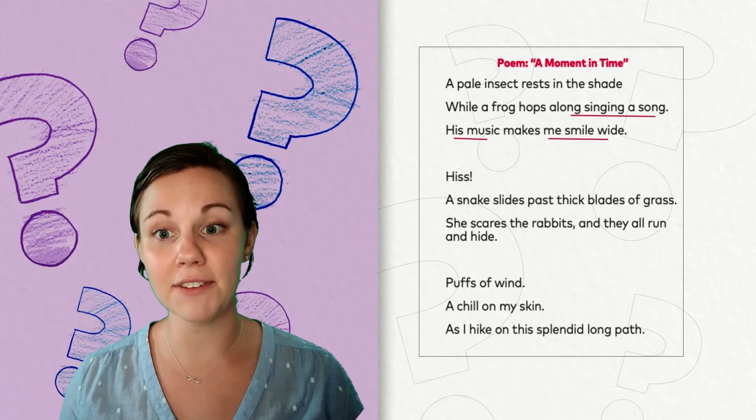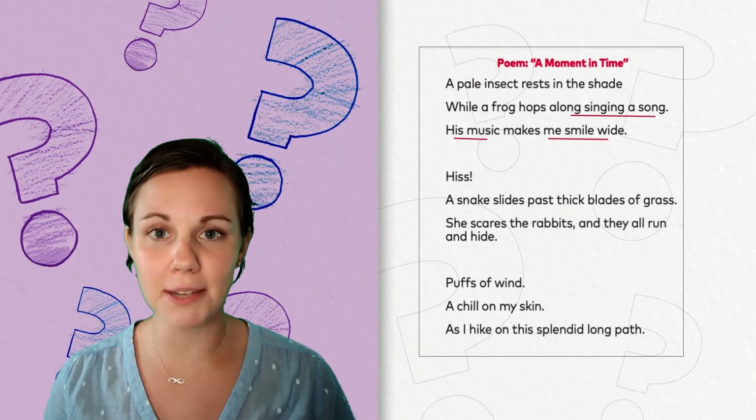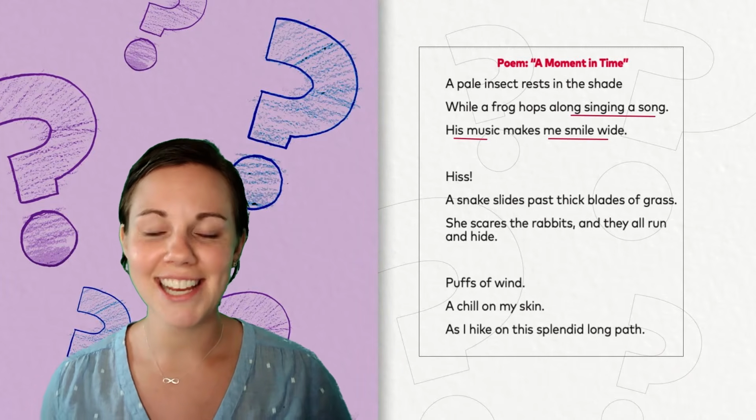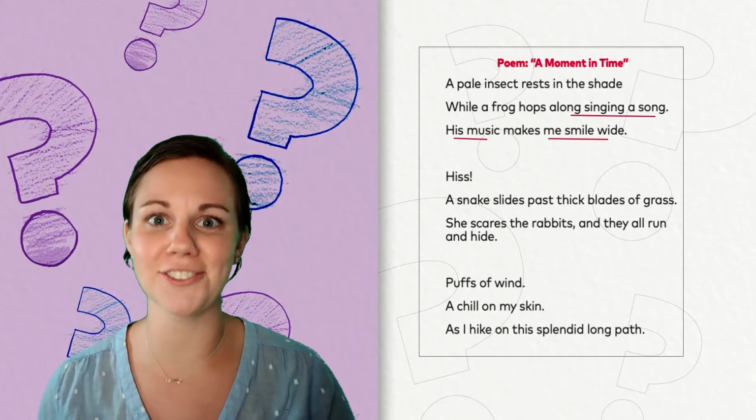Because the author gave us these clues, it helps us to be fluent readers. We were able to use those clues to help our voice match the poem.